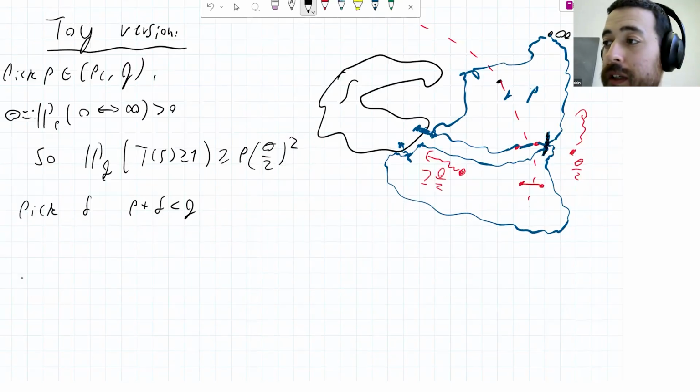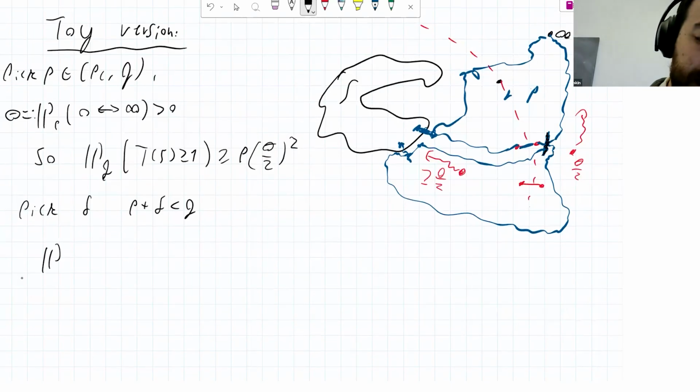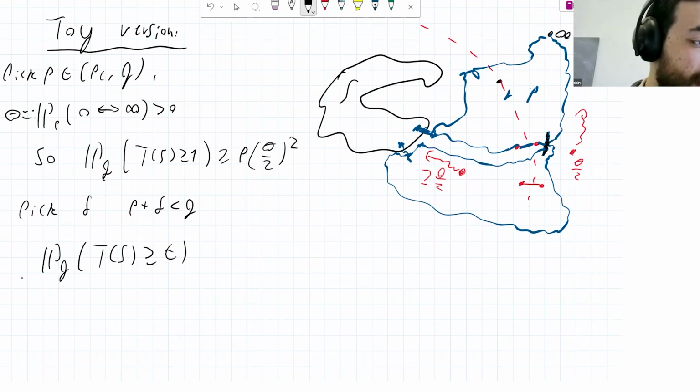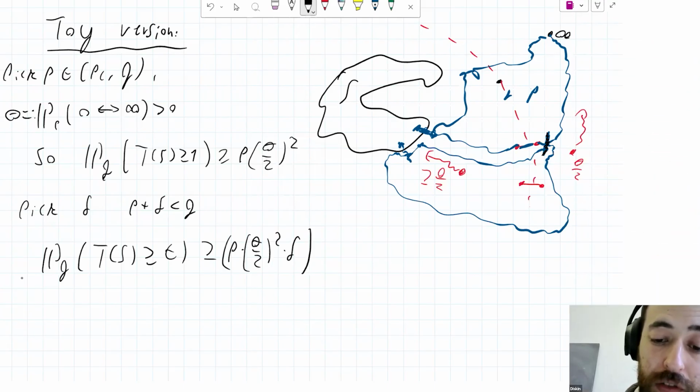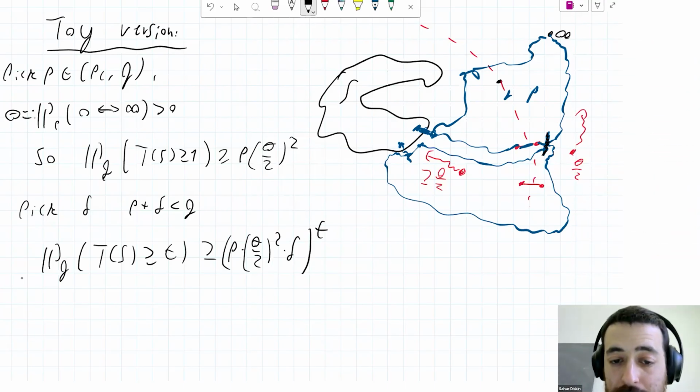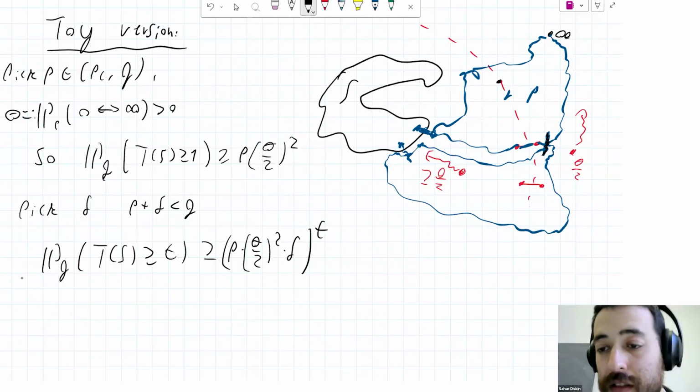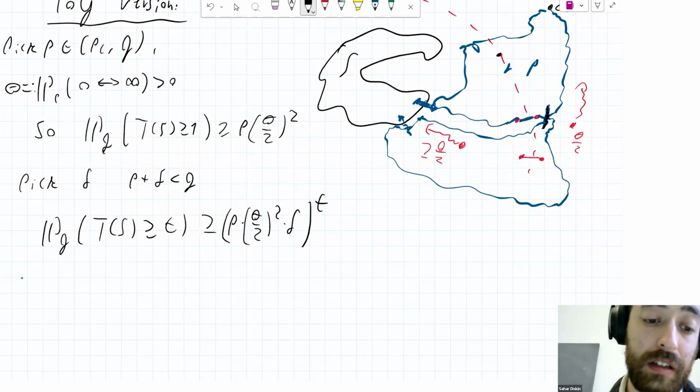So in total, what I will get is that the probability under Q that T of S is at least some number T is at least, let me write it like this, P times theta over 2 squared times delta, all of this to T. For the first step, I don't need to pay this delta, but doesn't matter. Okay. Now, we want to replace these terms by 1 minus epsilon.